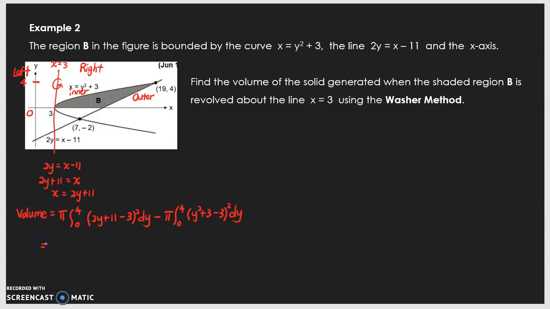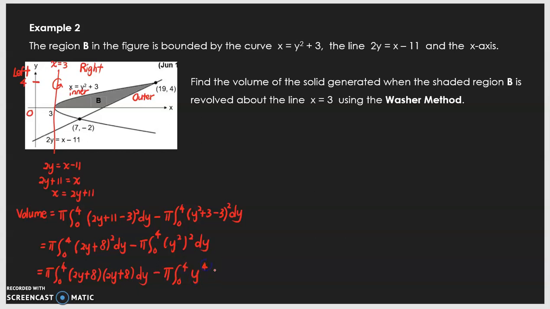So I try to simplify. Pi integrate from 0 to 4, here we have 2y plus, here 11 minus 3 is 8 squared dy, minus pi integrate from 0 to 4. Here will become y squared plus 3 minus 3 cancel out, so here is y squared squared dy. Then we have to expand for the first part. Pi integrate from 0 to 4, here we have 2y plus 8 times 2y plus 8 dy, minus pi integrate from 0 to 4, here is y power 4 dy.